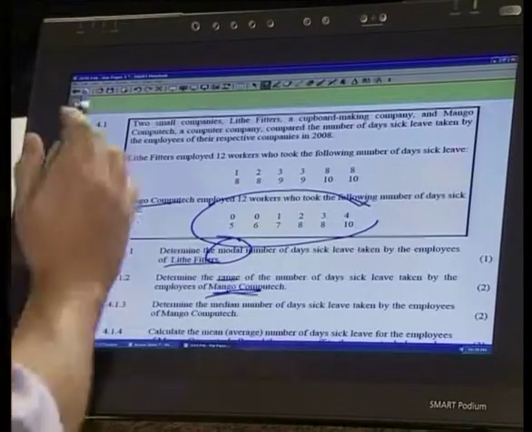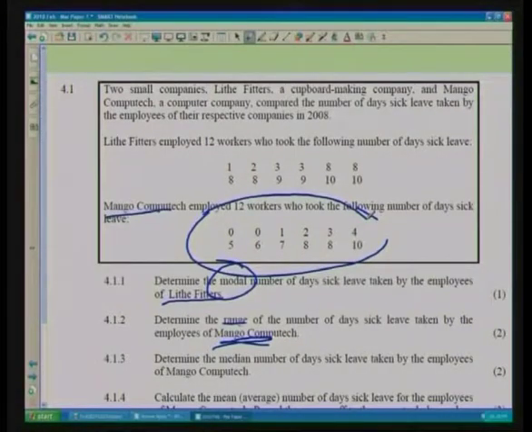This is what we're dealing with. The range. The highest figure minus the lowest figure. My highest figure is 10. My lowest figure is 0. So what's my range? Well, that's simple. It's going to be 10 minus 0. And 10 minus 0 would be 10.